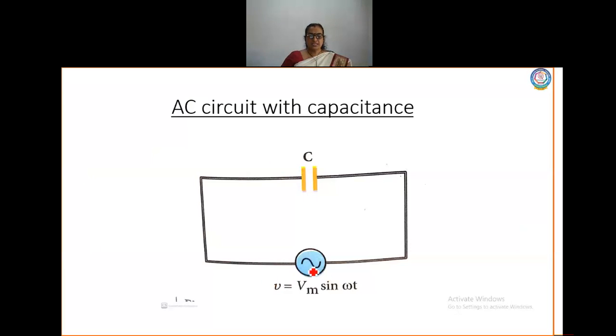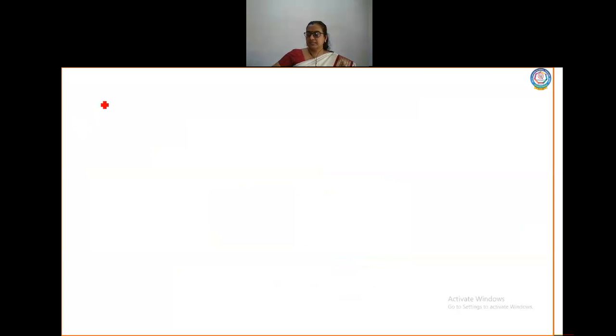Now the instantaneous value of the alternating voltage source is given as V is equal to Vm sin omega t, where Vm represents the voltage amplitude, omega represents the angular frequency, and t represents the time. So let us write this equation to start with. V is equal to Vm sin omega t. Now here small v represents the instantaneous alternating voltage.